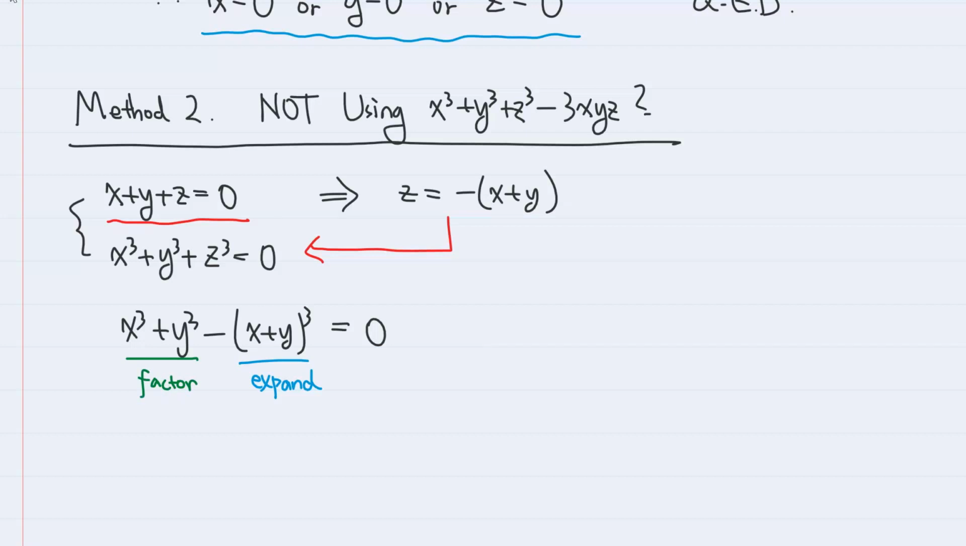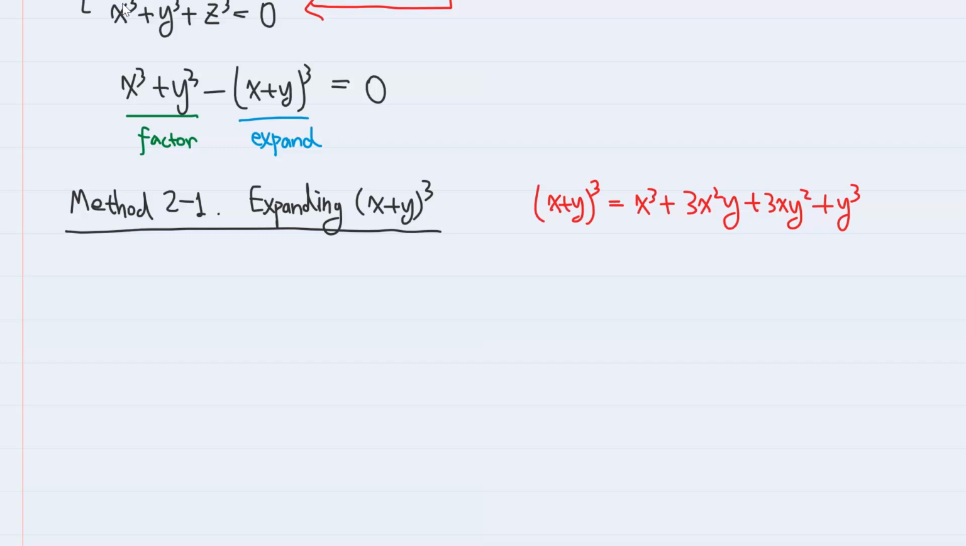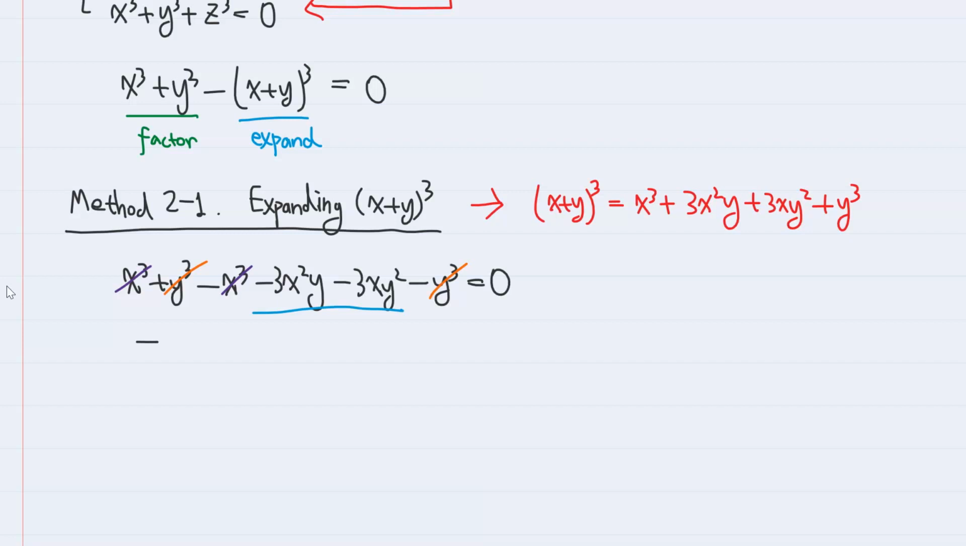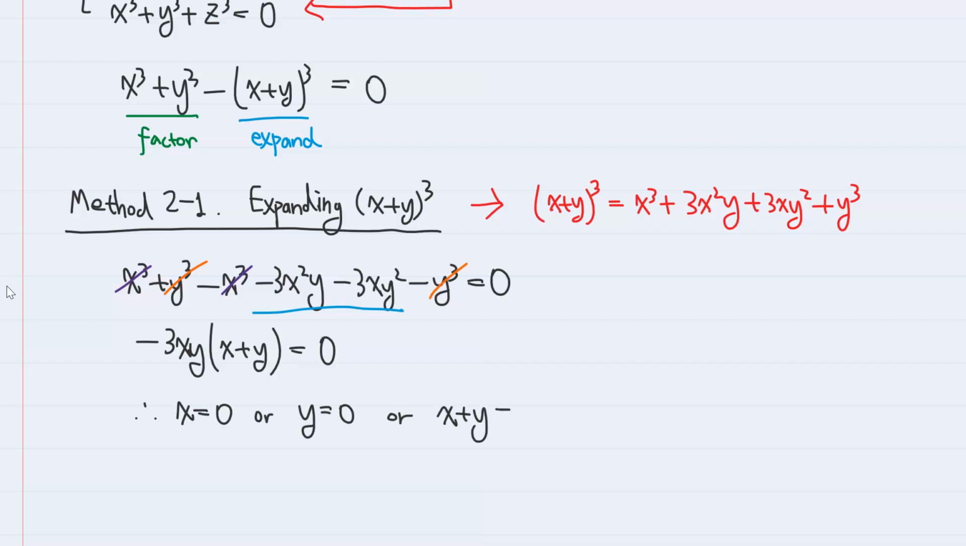Hell, let's do both. If we expand x plus y cubed using this formula, we have x cubed plus y cubed minus x cubed minus 3x squared y minus 3xy squared minus y cubed equals 0. So we only have this part, which is minus 3xy times x plus y equals 0. So we have x equals 0 or y equals 0 or x plus y equals 0.